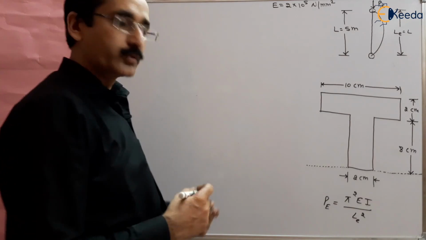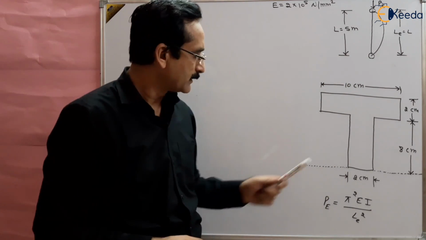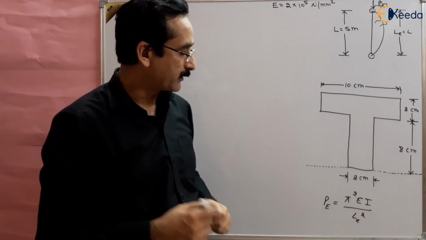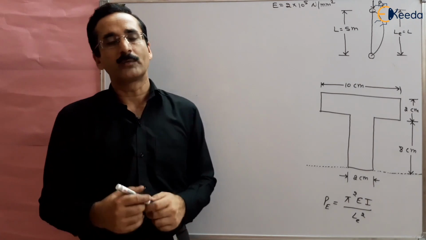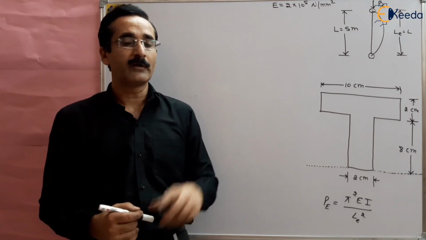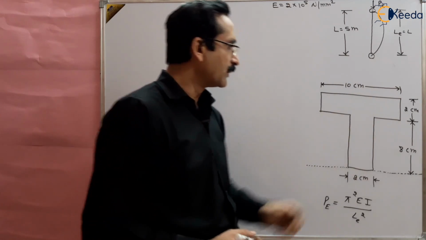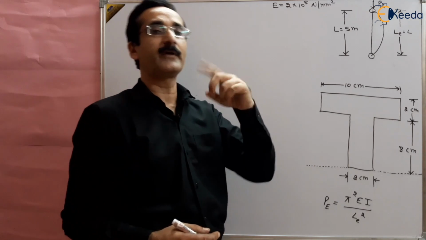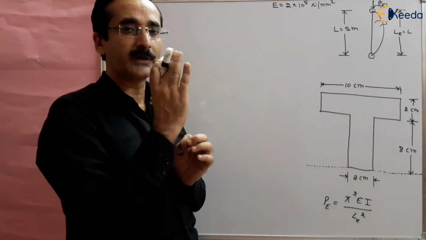Some values are known to us. Effective length is known to us, that is 5 meter. E is known to us, given for this material. But what about I, moment of inertia? How to find out the moment of inertia? We have two axes basically, x-axis and y-axis, right? So there will be two moments of inertia, and you know that the column fails in the direction in which the moment of inertia is minimum.